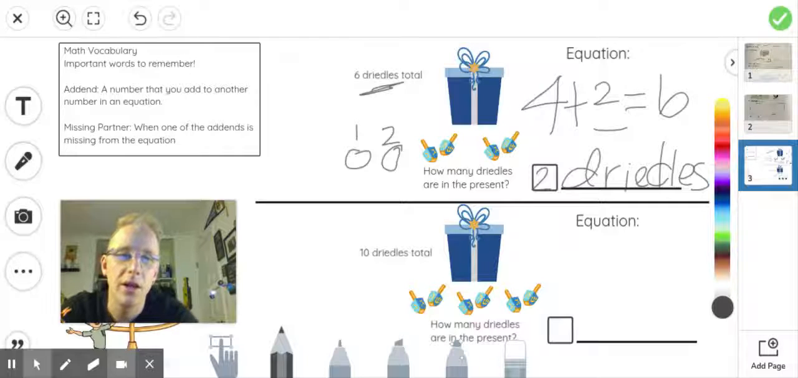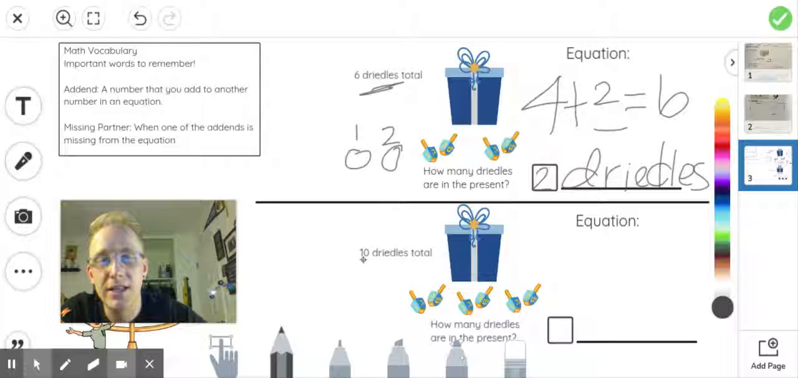All right. Let's try one more together. We're going to take a look down here at the bottom. This one says that there are 10 dreidels total.